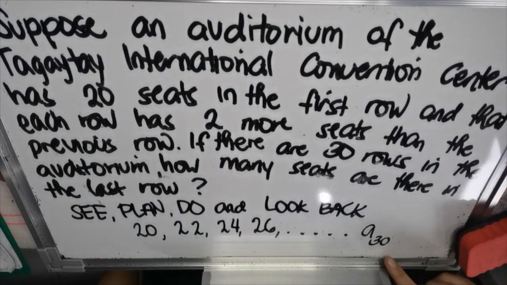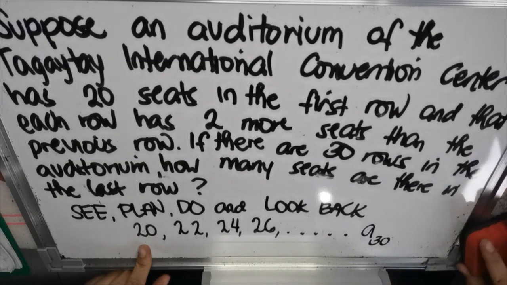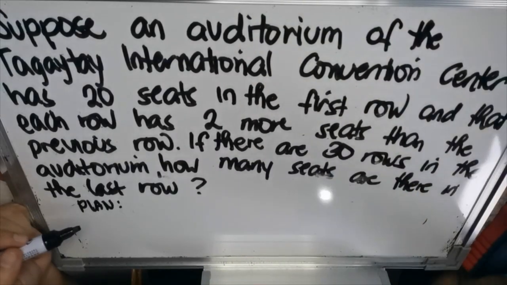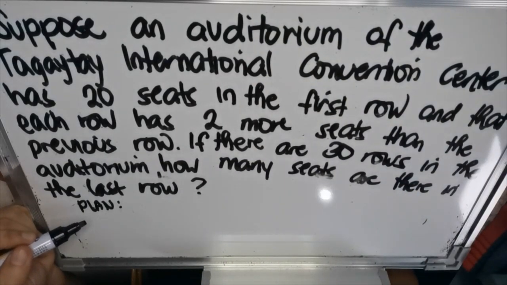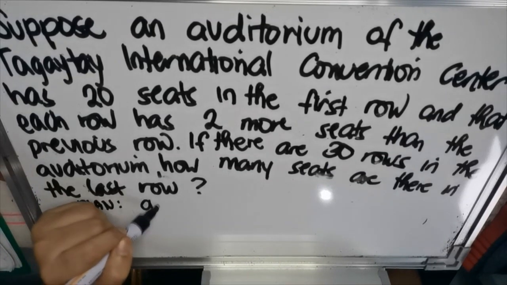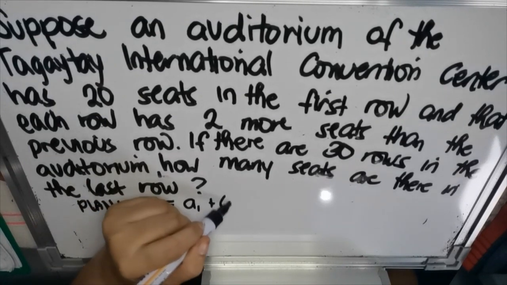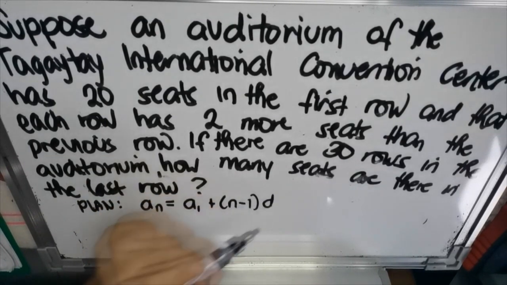So, what type of sequence to? This is an example ng arithmetic, kasi daw, every row nadadagdagan ng 2. Okay? So, that is the C. Now, let's plan. Since ito ay arithmetic sequence, apply lang natin yung formula natin in arithmetic. So, we have here a sub n equals a sub 1 plus n minus 1 times d.